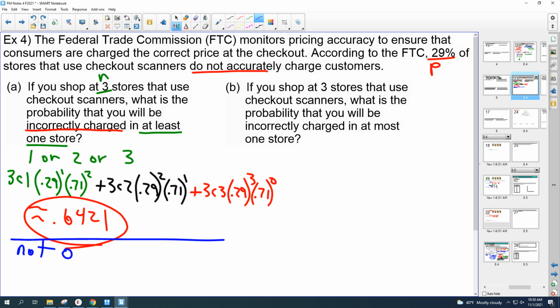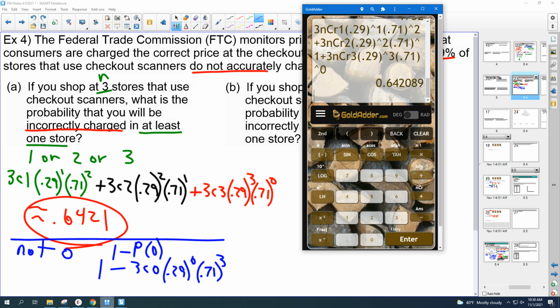All right, so we could do this problem in a different way and say 1 minus the probability that 0 of them charge incorrectly. Or 1 minus, and then do the problem with x equals 0. So 3 choose 0, 0.29 to the 0, 0.71 to the third. Should be the same answer. 1 minus 3 choose 0, 0.29 to the 0, oops, 0.71 to the third.